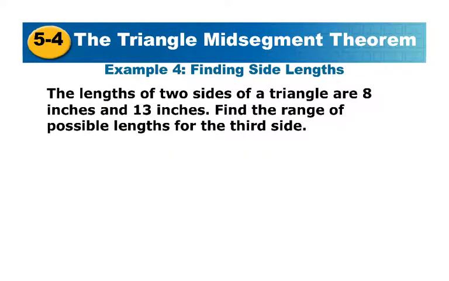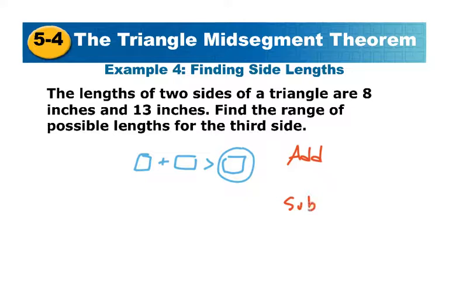Alright. The lengths of two sides of a triangle are 8 inches and 13 inches, and we need to find the range of possible lengths for the third side. So this is an interesting idea, because now that we know that one of the two sides is 13 and one is 8, what does that mean that we could have for that third side being greater than or less than? So in order to get that third side, what we're going to do is take each number and add them, and then take each number and subtract them, and that is going to be our range.